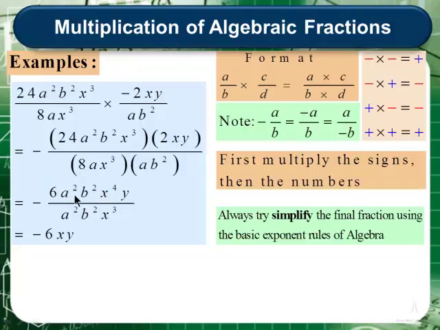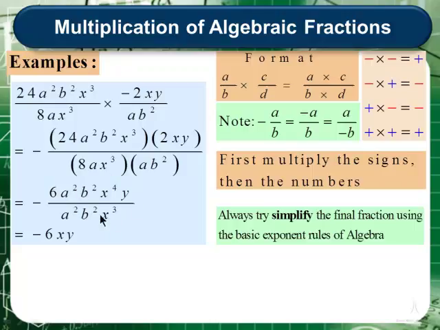In this case, we see that if we multiply together, we have x to the power 3 times x gives us x to the power 4. The exponent rule applies, and we have a y there as well. And below the line, we have the same: a times a becomes a squared. And in this case, the b squared gets retained. We also have x to the power 3 below the line.